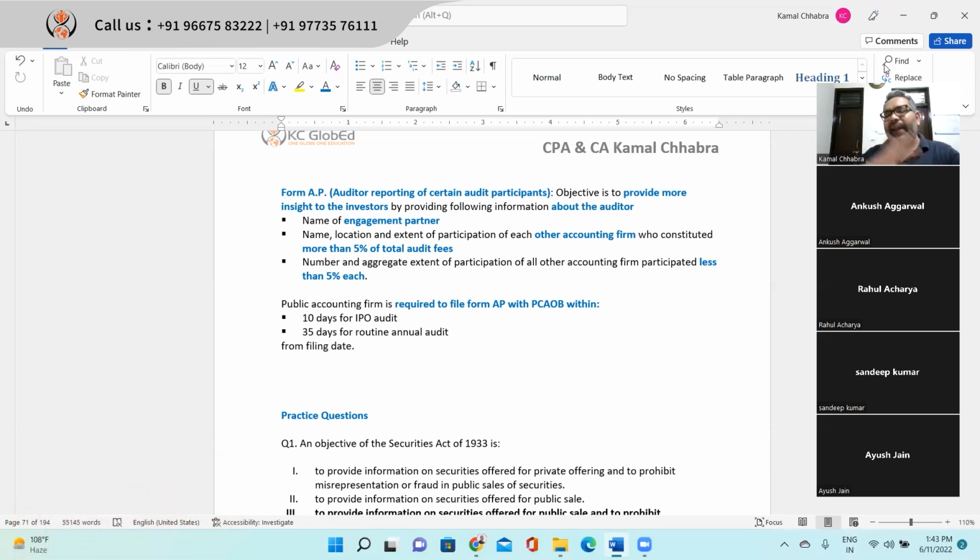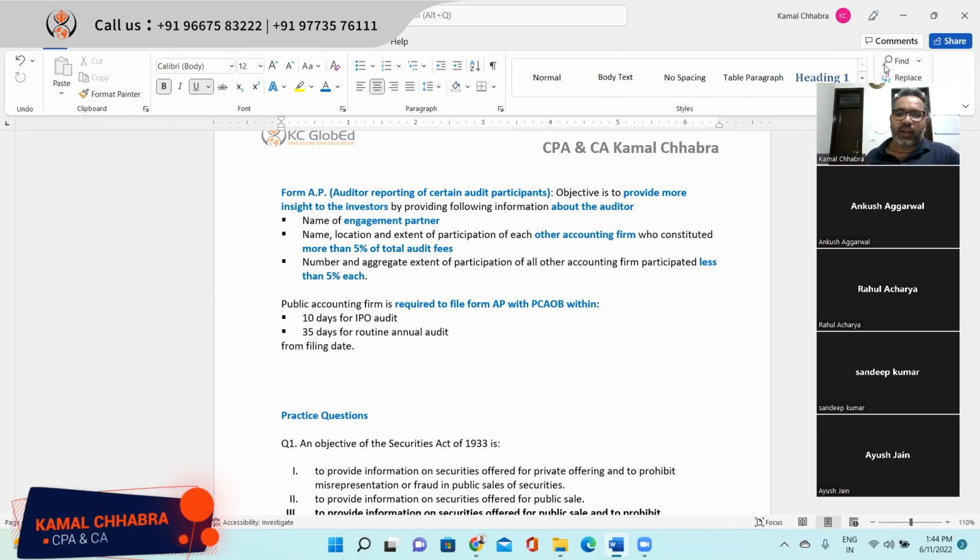Then you need to give aggregate information about those firms involved in the overall group audit or joint audit, but whose overall remuneration is less than 5%. For that, you need to give the aggregate information. So that is called Form AP. Maybe after this class, do a Google search and download the Form AP also. That would be good information for you.